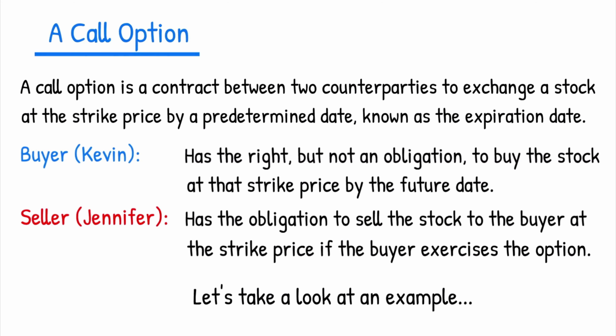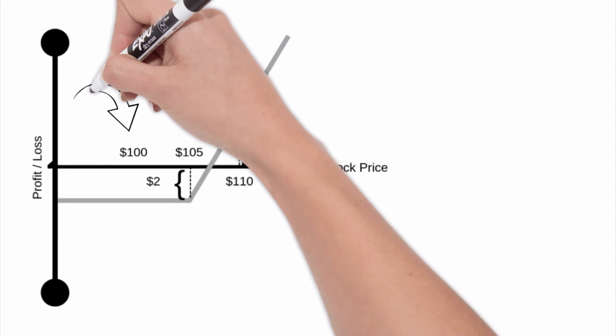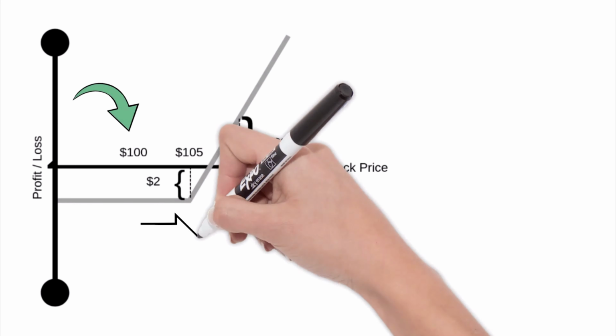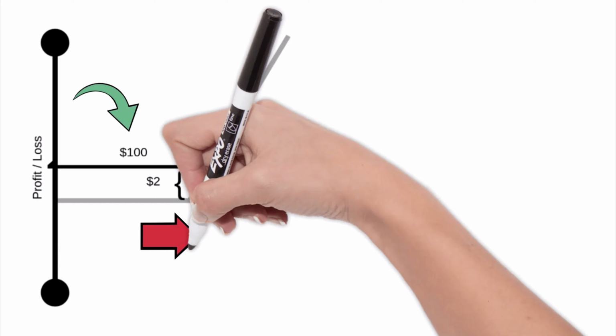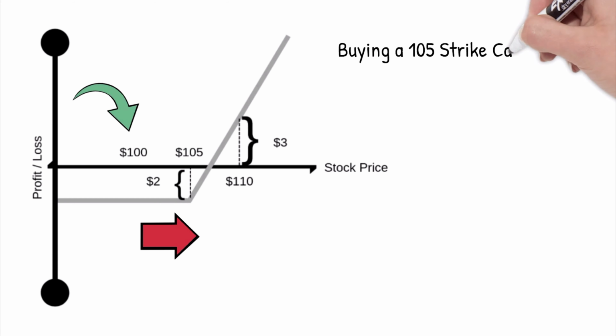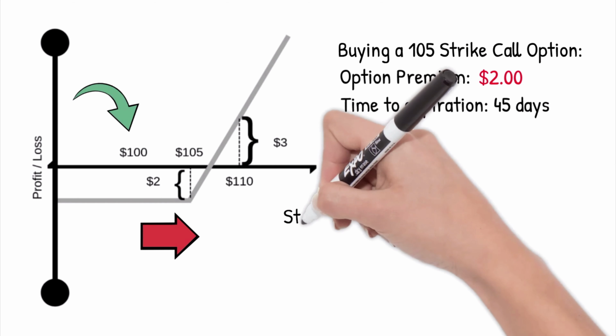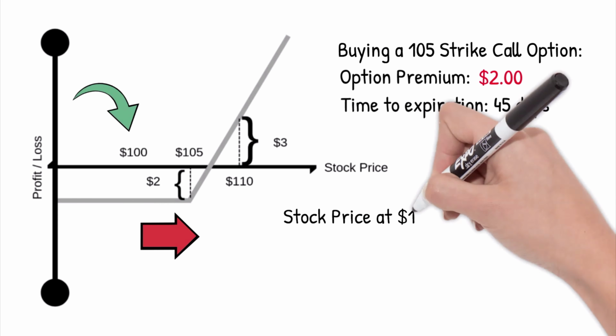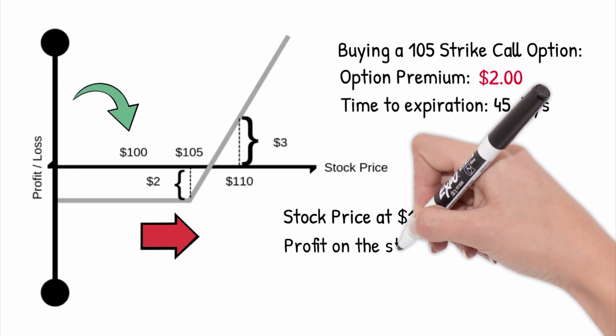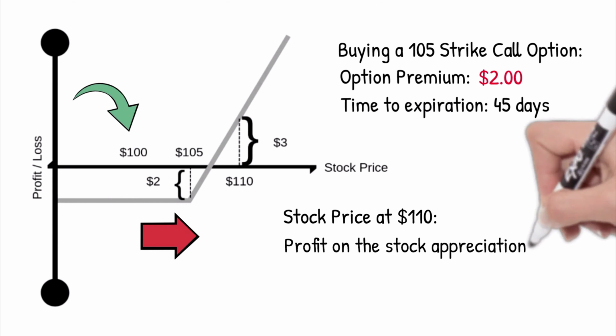Let's take a look at an example. If the stock is trading at $100 and you think it's going to go up to $110, you might buy a $105 call option, which is currently priced at $2. If the stock rose to $110, that would allow you to buy the stock at $105, even though it's valued at $110, netting you a $3 profit on each share.